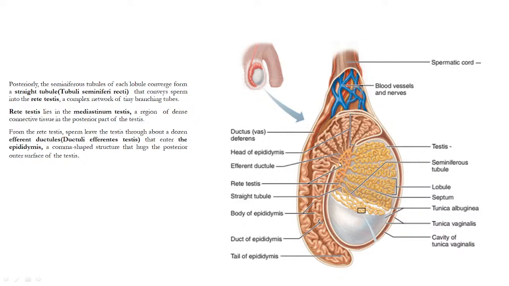From the rete testis, sperm leave the testis through about a dozen efferent ductules. These ductuli efferentes testis enter the epididymis, a comb-shaped structure that hugs the posterior outer surface of the testis. This is a lobule, the seminiferous tubule. These are the straight tubules, tubuli seminiferi recti. Rete testis. This is the mediastinum testis. These are the ductuli efferentes testis. Epididymis.